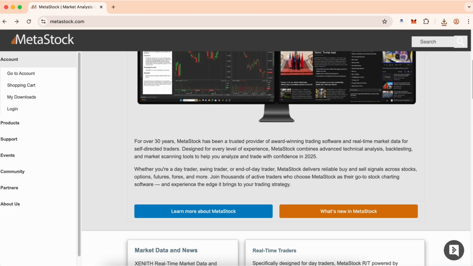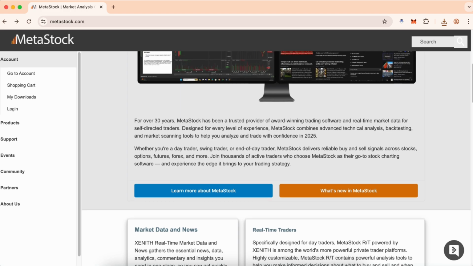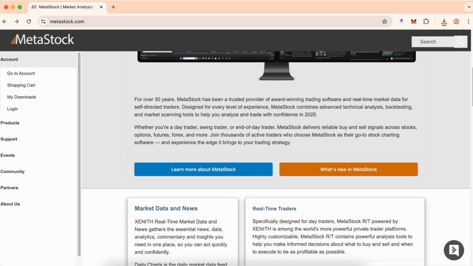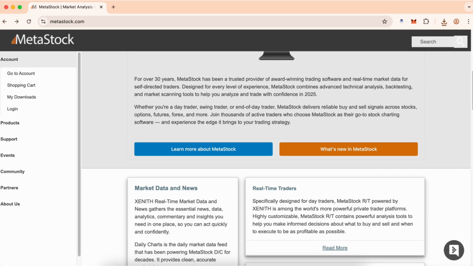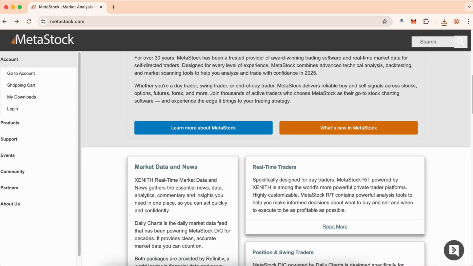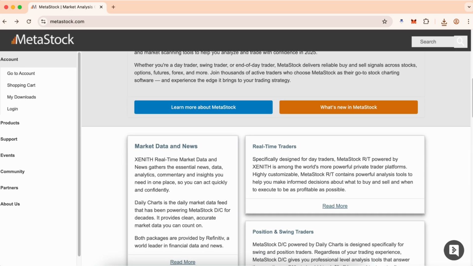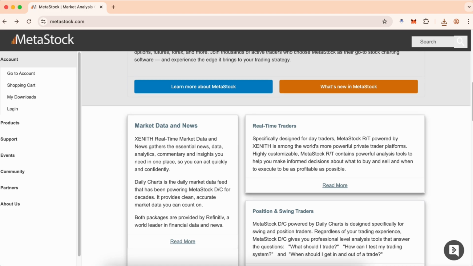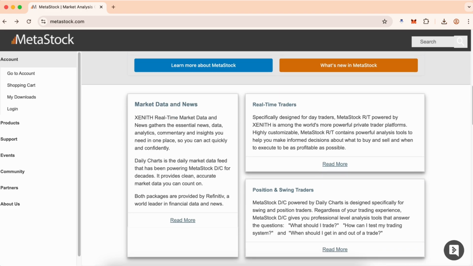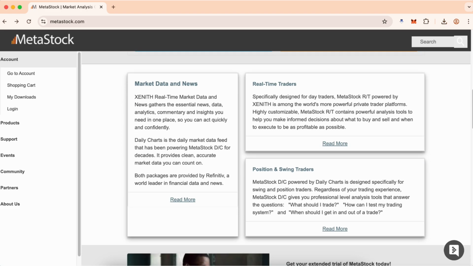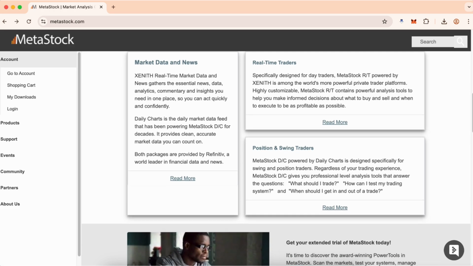Real time data integration is seamless if you go with the real time version. You get live quotes, news feeds, and market depth information. The data covers not just US stocks but international markets, forex, commodities, and cryptocurrencies. The news integration is particularly useful. You can see how news events correlate with price movements.